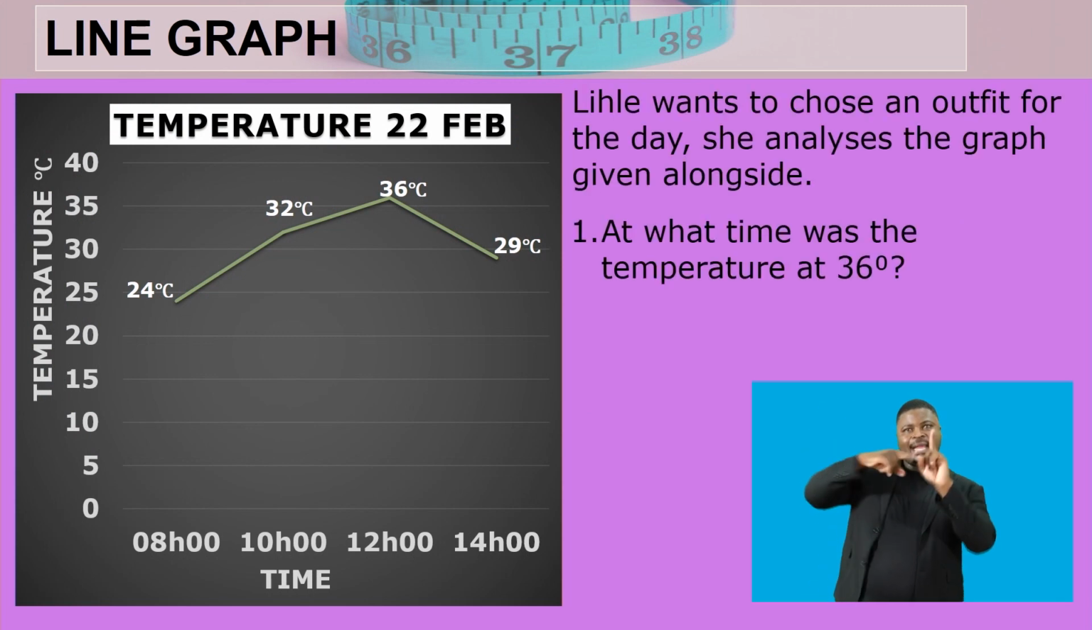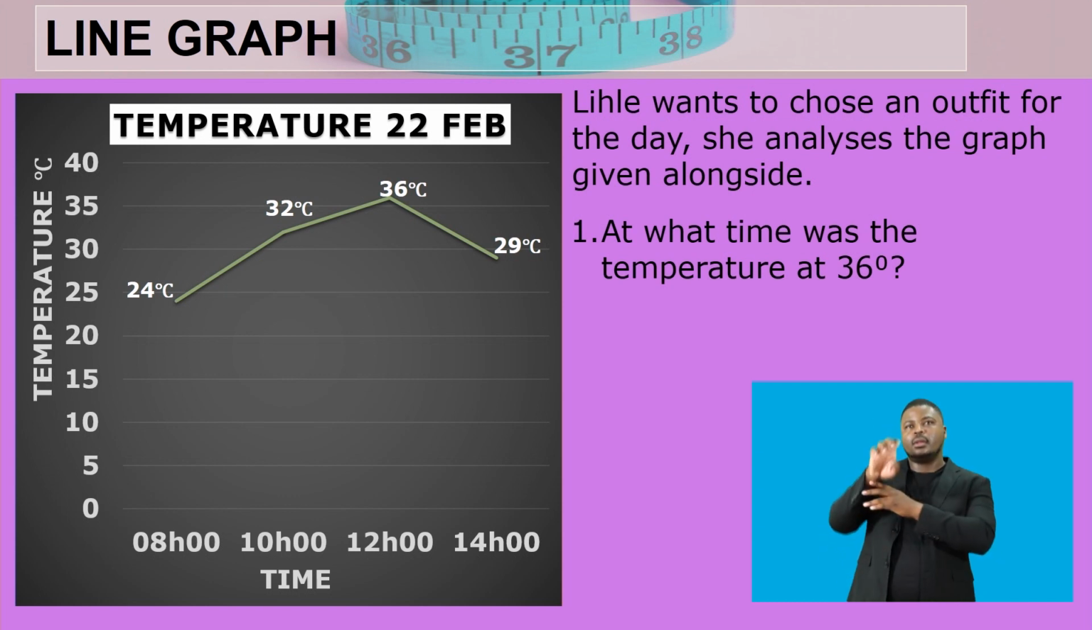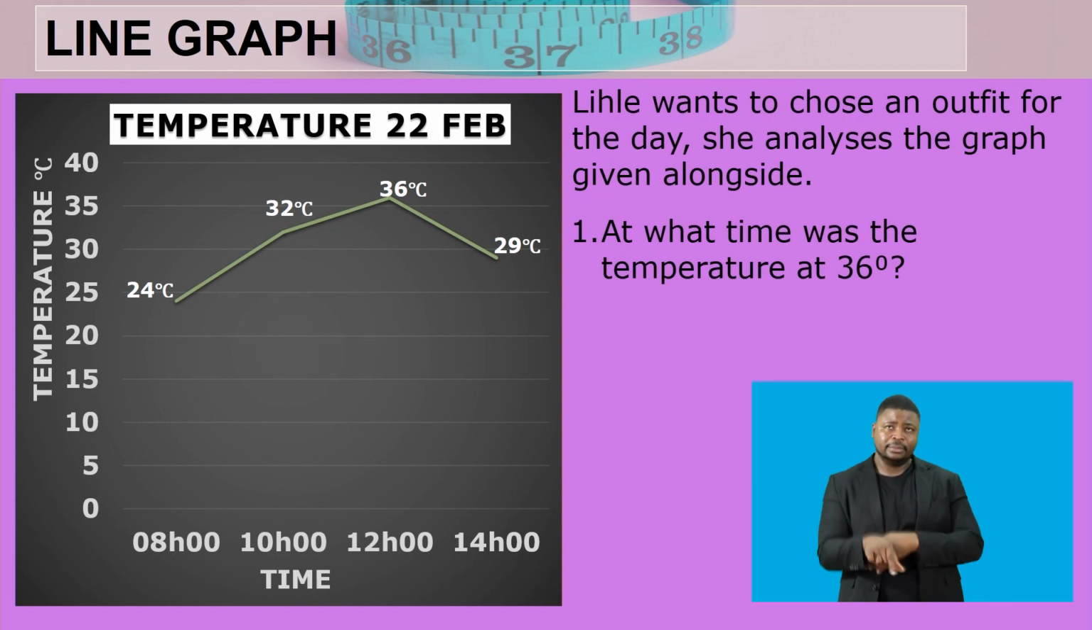We have a temperature for the 22nd of February, whereby we're given the temperature in degrees Celsius and also the time. Then Lihle wants to choose an outfit for the day. She analyzes the graph given alongside. At what time was the temperature at 36 degrees Celsius?